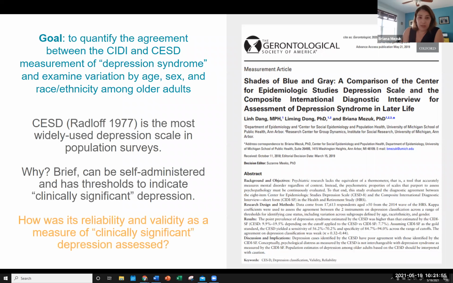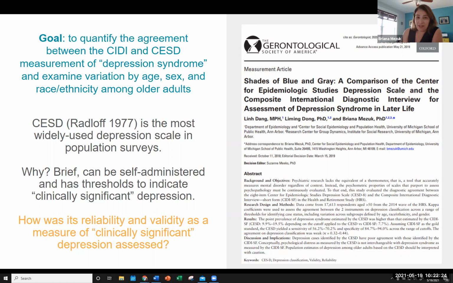Just to make sure everybody's on the same page, the CESD, the Center for Epidemiologic Studies Depression Scale, was first published in, if you've used this scale, you've cited Radloff 1977. This paper has been cited, I think, over 50,000 times. It's incredible. And it's the most widely used depression scale in population surveys. So it must be the best, right?